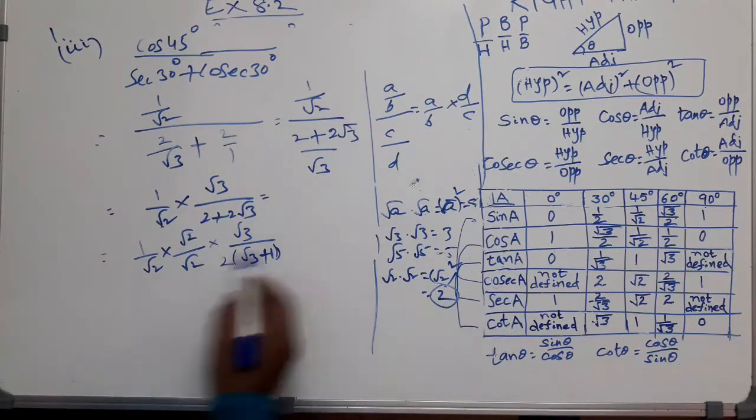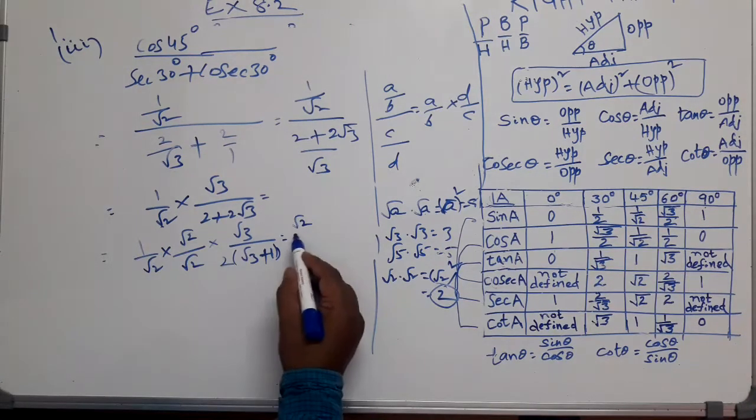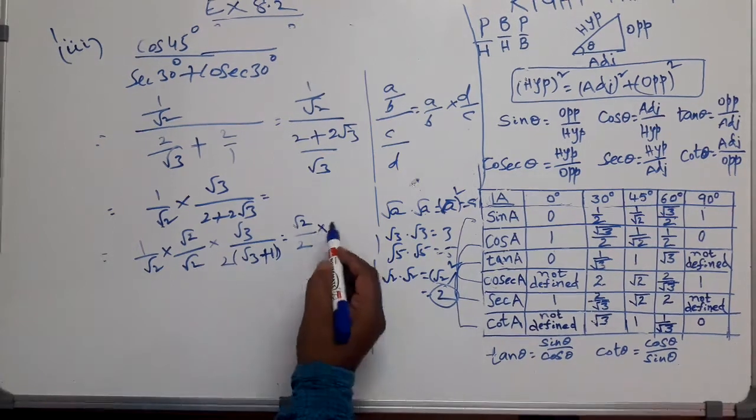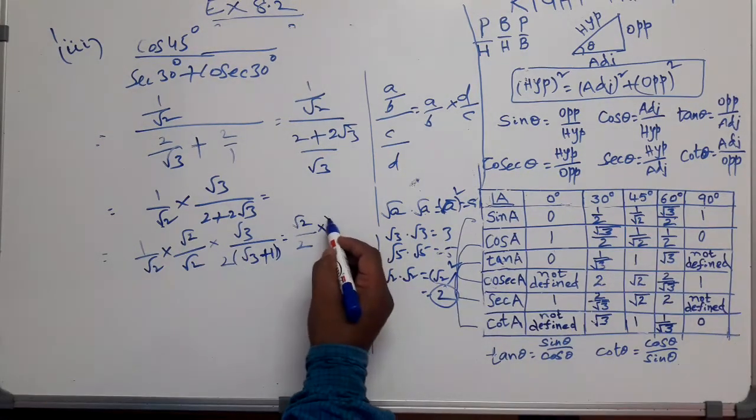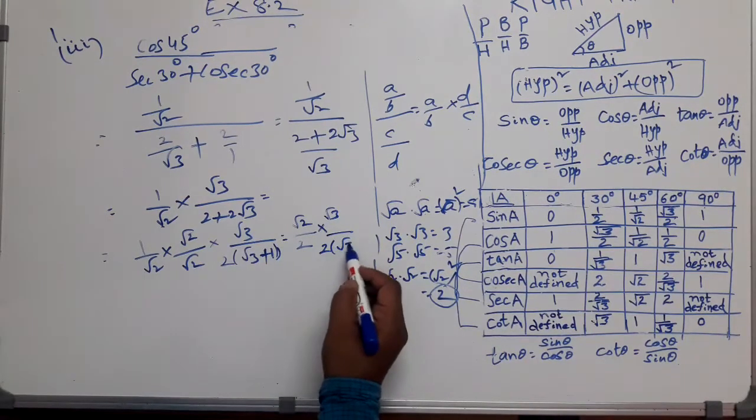Now how can I write this? Of course root 2 I am writing as it is, divided by root 2 into root 2, of course I am writing it as 2, multiplied by, this is root 3 upon 2 multiplied by root 3 plus 1 is there.